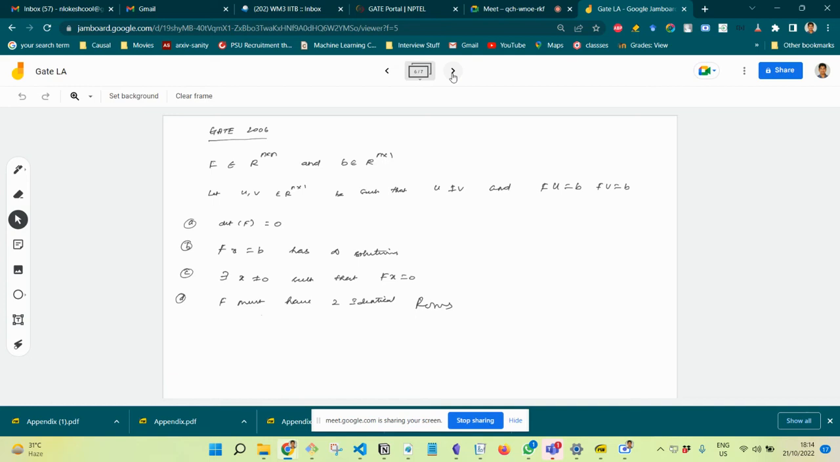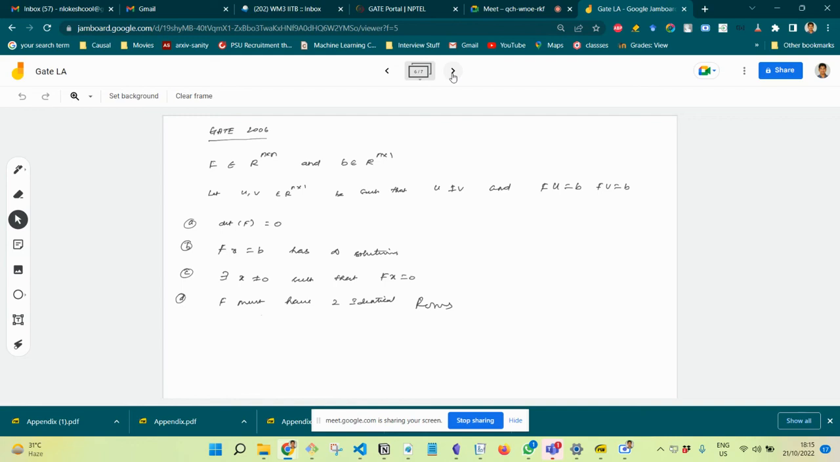Now this is kind of an interesting question, right? You are given a matrix F that is n cross n, that is symmetric, and you are given a column vector B. Now you assume that there are two column vectors u comma v such that u is not equal to v, but you have Fu equals b and Fv also equals b, right?